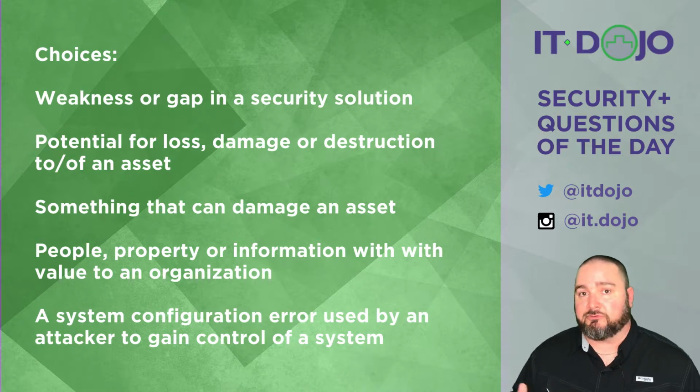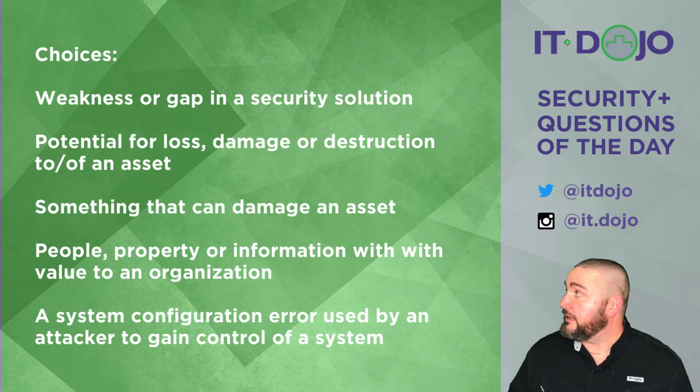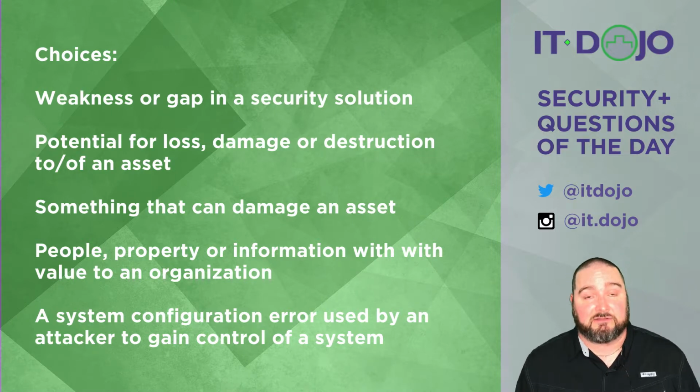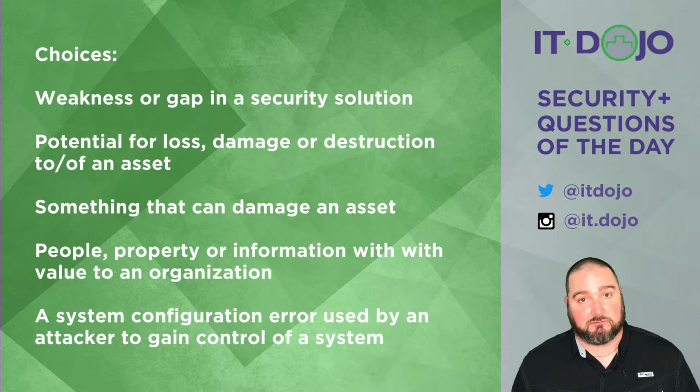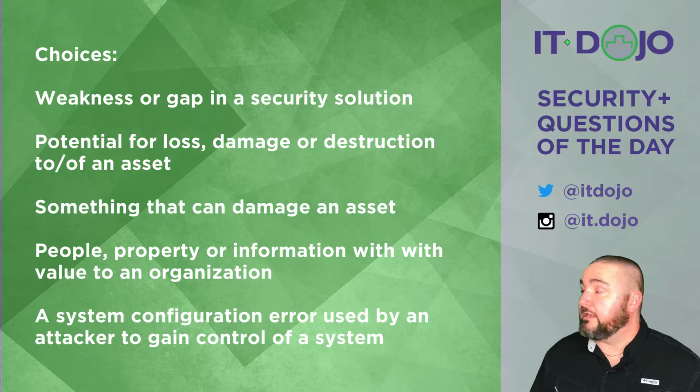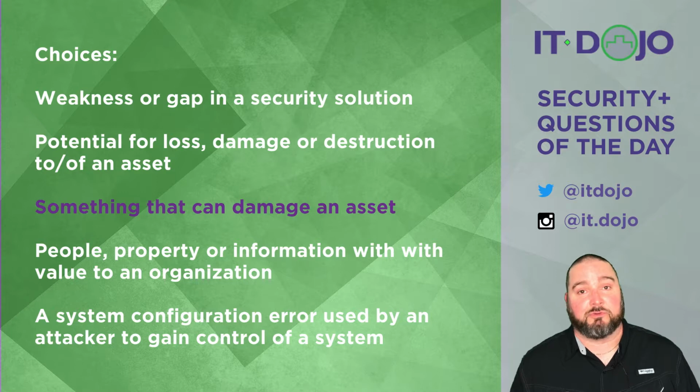Vulnerabilities are always associated with the idea that something is missing, something's not there. That's what creates vulnerabilities. Item number 2, potential for loss or damage or destruction to or of an asset. No, that's the definition of risk. Something that can damage an asset. As simple as it sounds, yes, that's what a threat is. That's the answer that we're looking for.